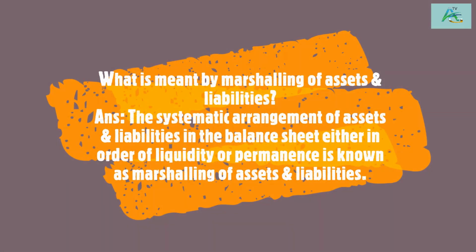What is meant by marshaling of assets and liabilities? The systematic arrangement of assets and liabilities in the balance sheet either in order of liquidity or permanence is known as marshalling of assets and liabilities.